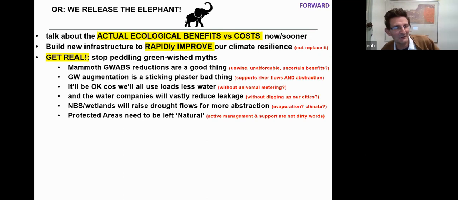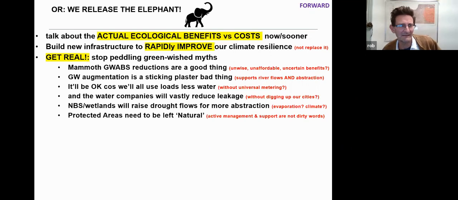There are a number of things that I'm calling green-washed myths. My first one is that mammoth groundwater abstractions are a good thing. I don't think that's true. Groundwater augmentation is a sticking plaster, a bad thing. Sometimes, yes, but not always. It'll be all okay because we'll all use loads less water.